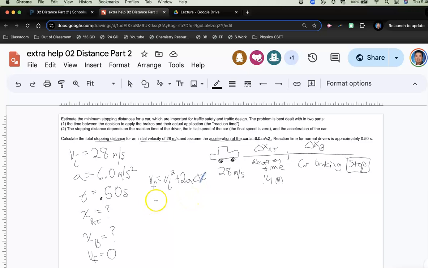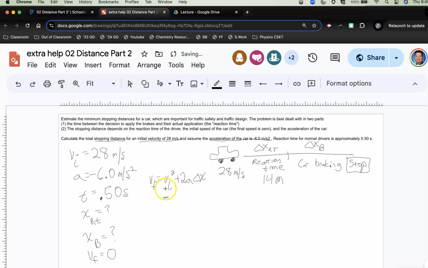Elijah, what are we trying to solve here? What letter is the goal? VF. So VF is we have that at 0. So we don't need VF. It's either VI, A, or X. X. So we need to get X by itself. So everyone, let's solve for X. So the first step in these problems is going to be subtracting the VI.